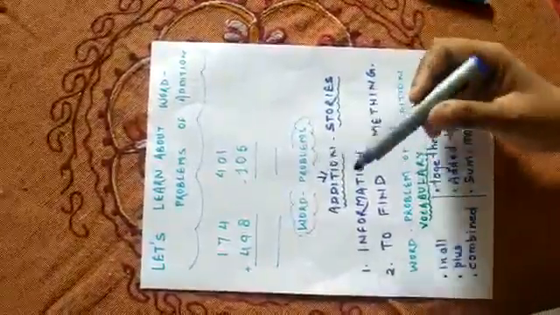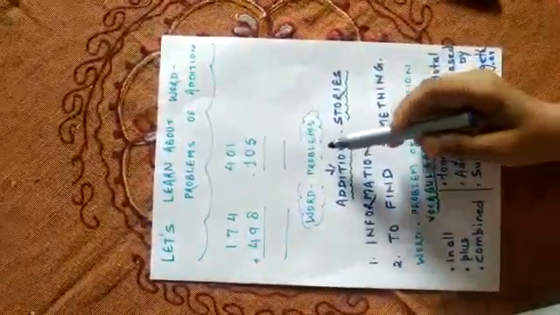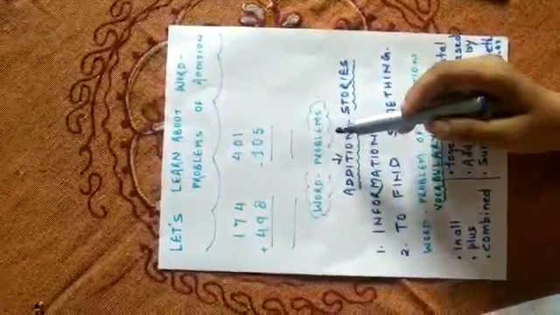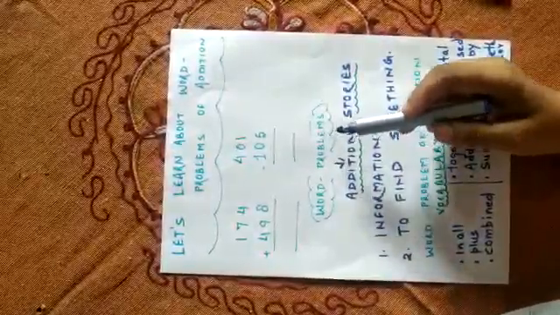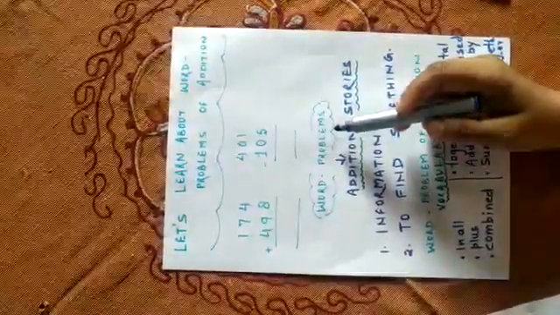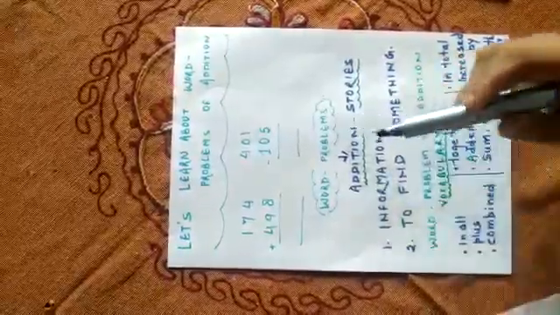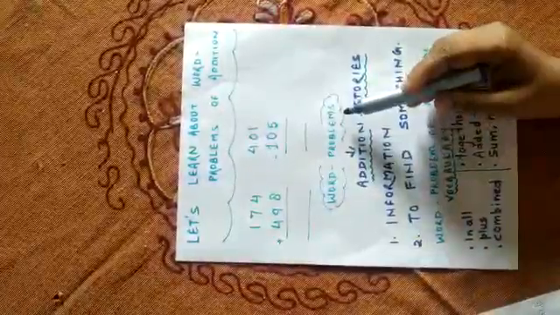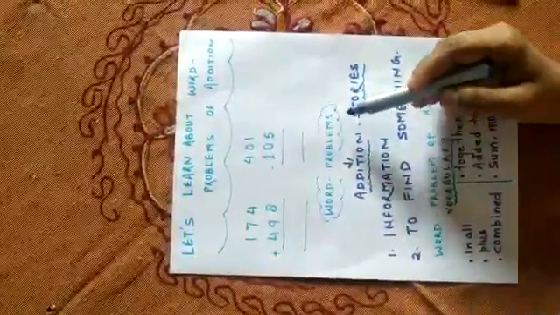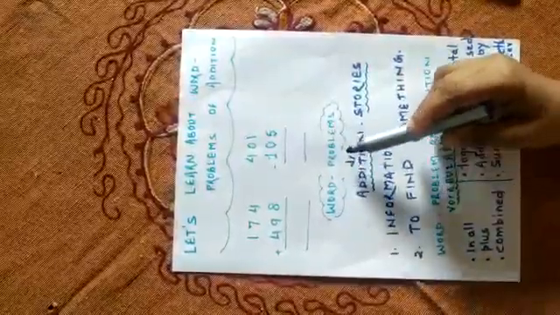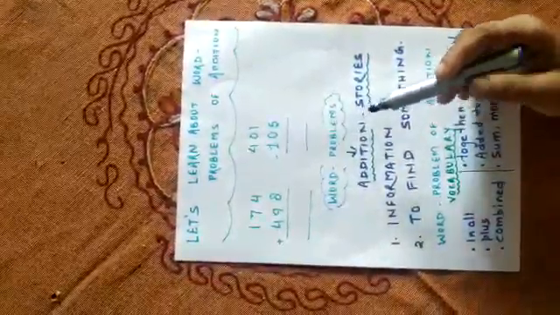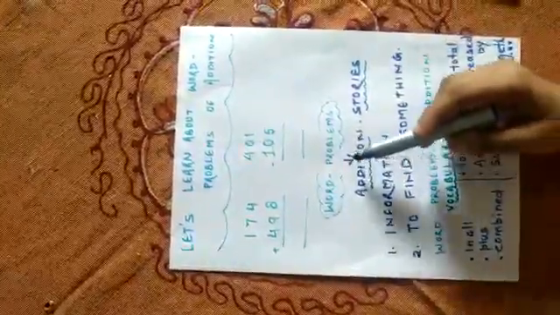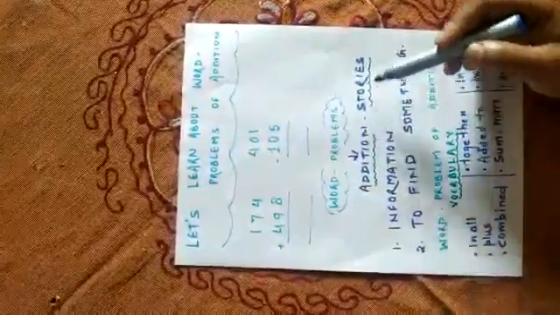But sometimes a problem is written out as a sentence or a story. This kind of problem is called a word problem. Children, to solve a word problem, what do we have to do? We will call this kind of word problem addition stories.